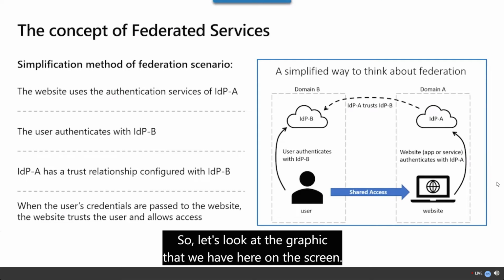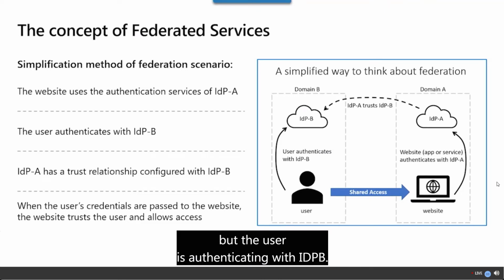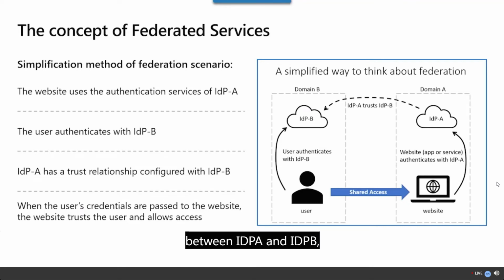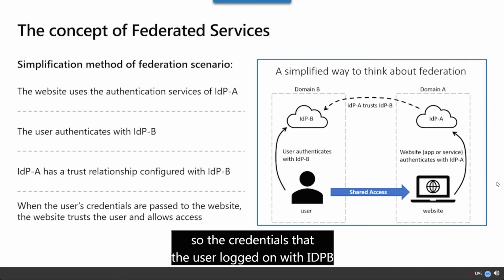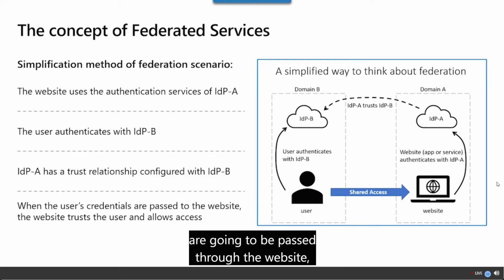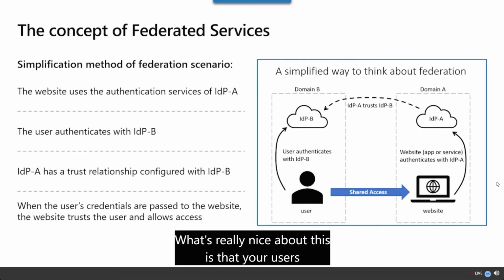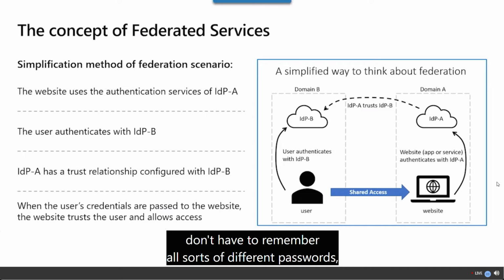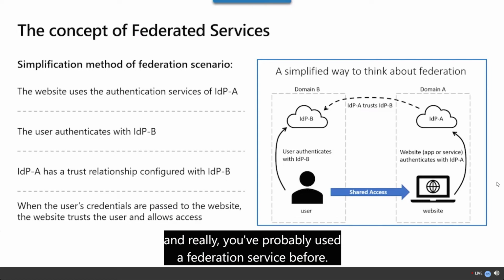So let's look at the graphic that we have here on the screen. We have a website that uses the authentication services of IDPA, but the user is authenticating with IDPB. Now, even though they are two different services, there is an established trust relationship between IDPA and IDPB. So the credentials that the user logged on with at IDPB are going to be passed to the website, and now they have access. What's really nice about this is that your users don't have to remember all sorts of different passwords.